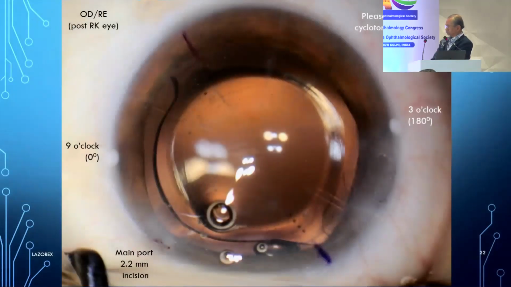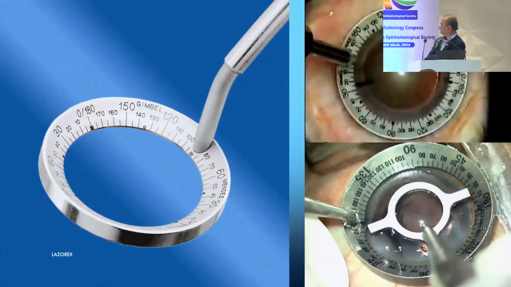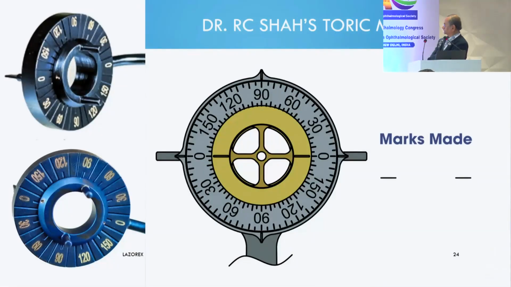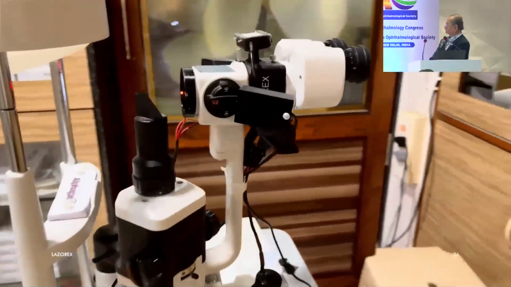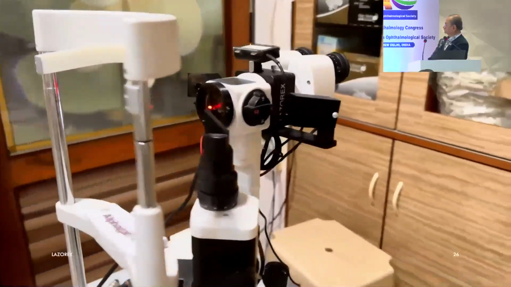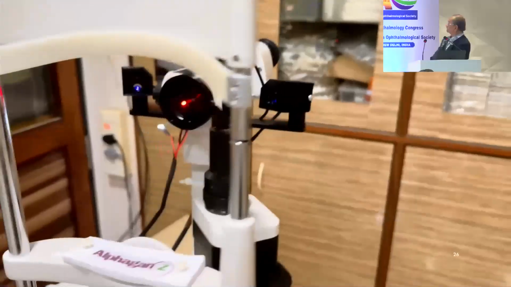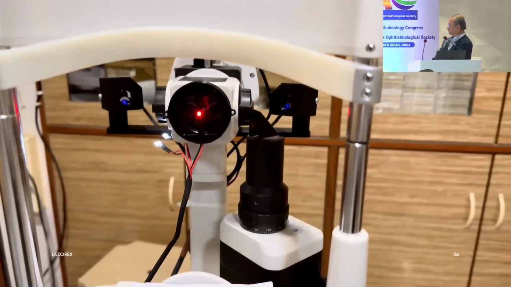Intraoperative secondary marking, with or without ink, just by the pressure of the desired axis, can be done by the Gimbel-Mendes ring or RC Shah toric marker. For those of us who cannot afford the high-cost digital image-guided toric marking systems, the much less expensive LaserX is a good, equally effective and equally accurate alternative.